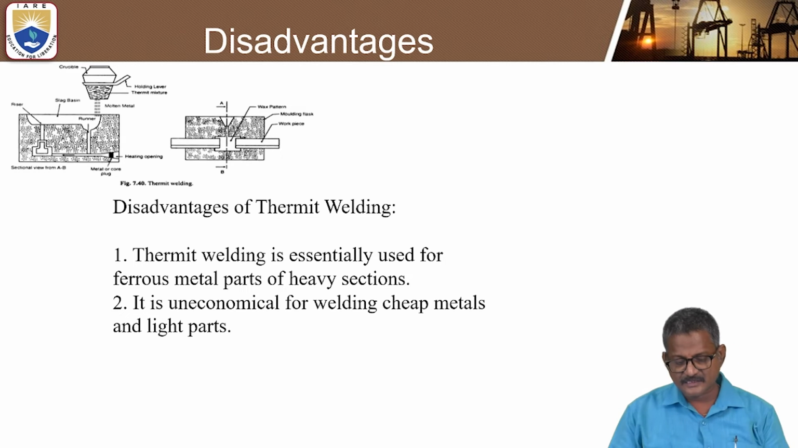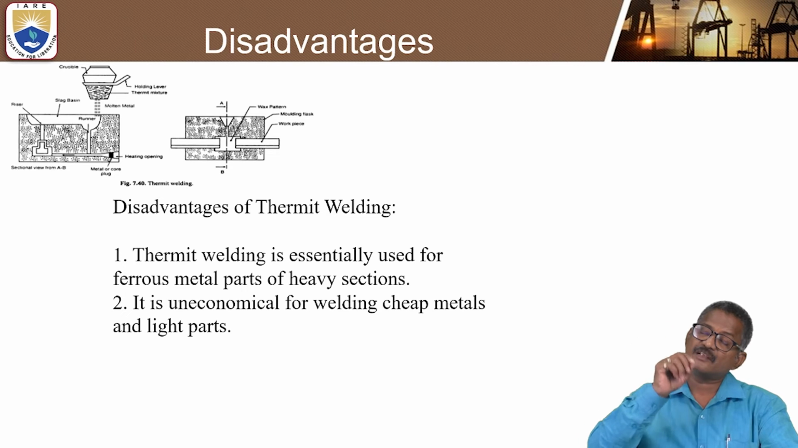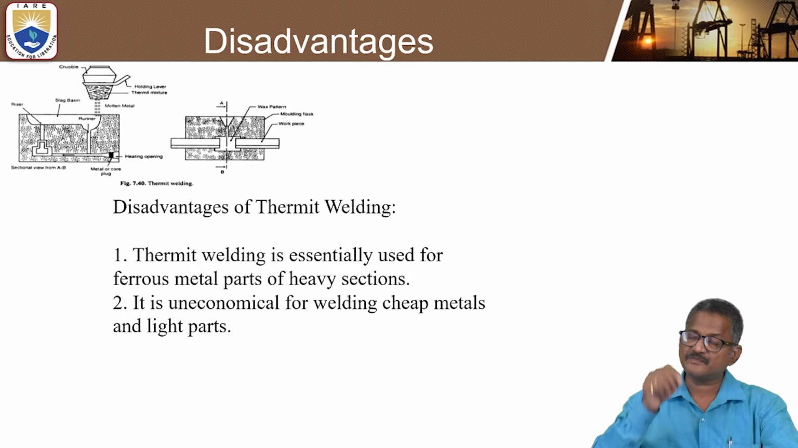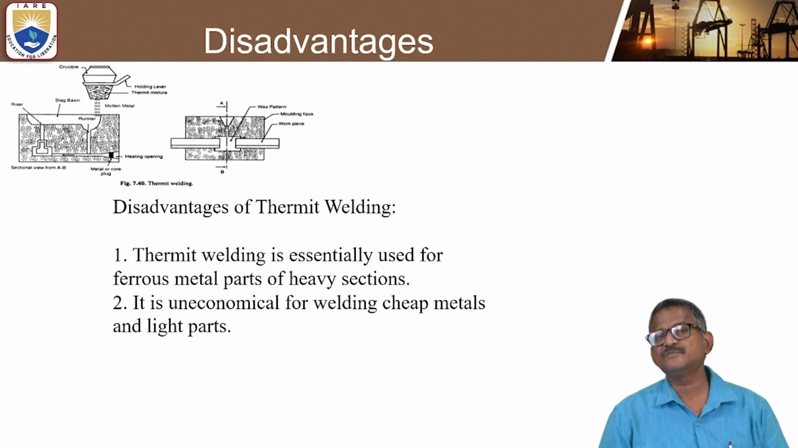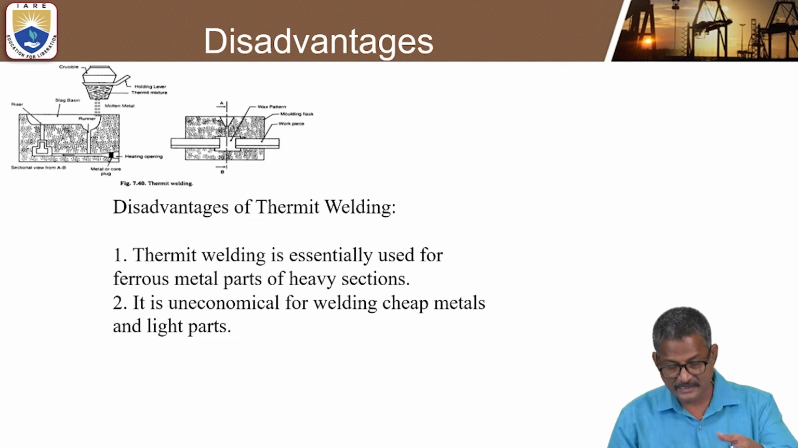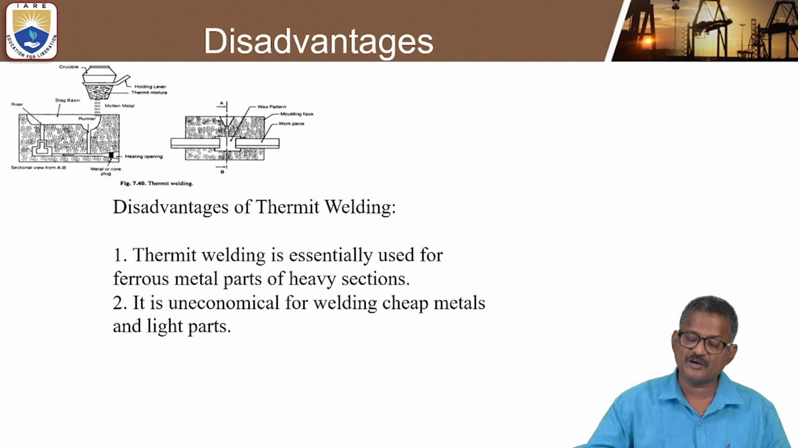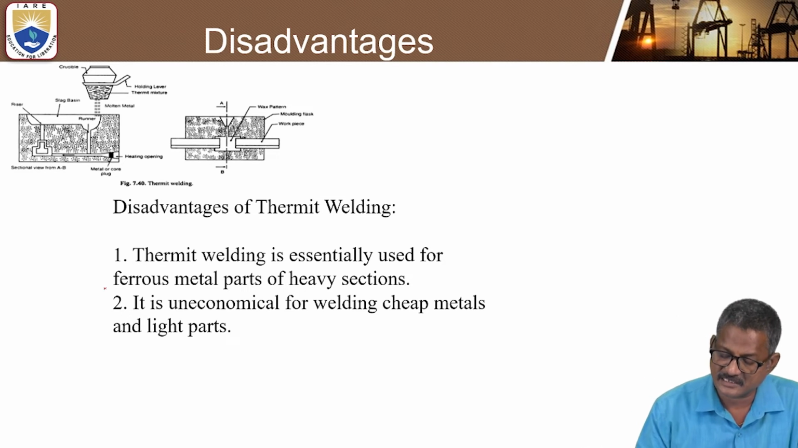Every process has merits and demerits. In such case, even this thermite welding process has some drawbacks. Very few drawbacks I can mention here. Thermite welding is essentially used for ferrous metal parts of heavy sections.